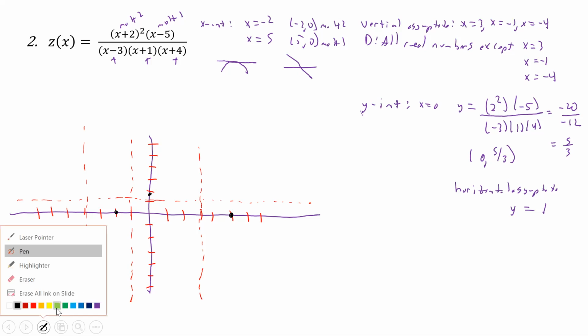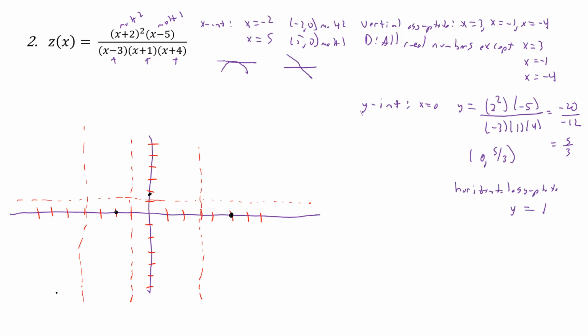So let's draw some lines. Let's do green this time to be different. Now, we know when we hit this one, the -2, 0, it's multiplicity of 2, so it comes back down.